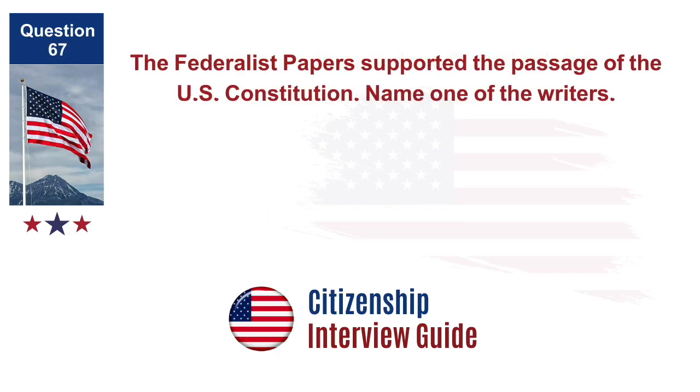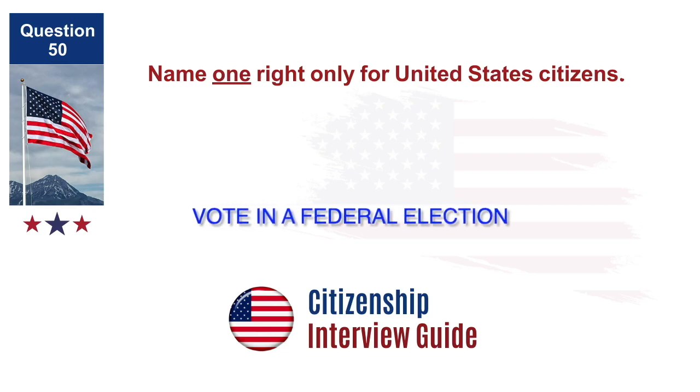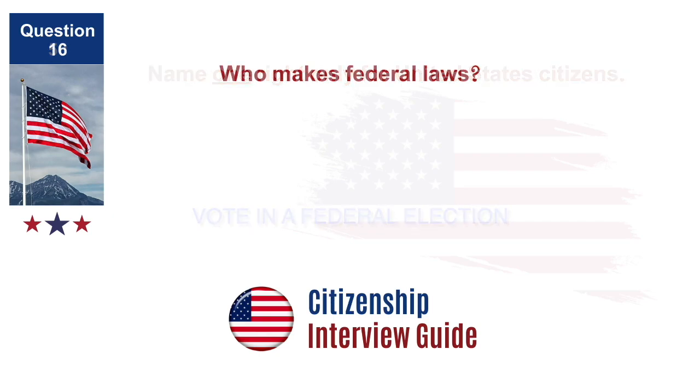The Federalist Papers supported the passage of the U.S. Constitution. Name one of the writers. James Madison. Name one right only for United States citizens. Vote in a federal election. Who makes federal laws? Congress.